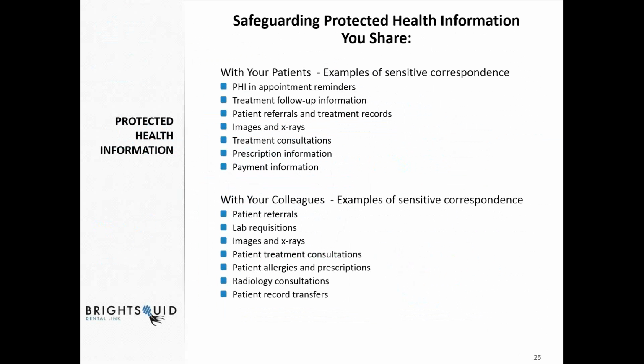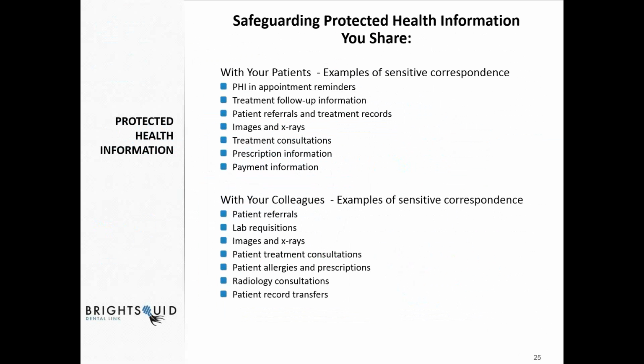Last slide before I do a quick demo about Secure Mail. We're often asked what type of information we would want to include in protected health information. When you're sending information to your patients, here's the type of things that we recognize. First of all, protected health information in appointment reminders. Although it's okay to say you have an appointment next Thursday, it's not okay to say, unless you're using Secure Mail, take this medication, don't take this medication.